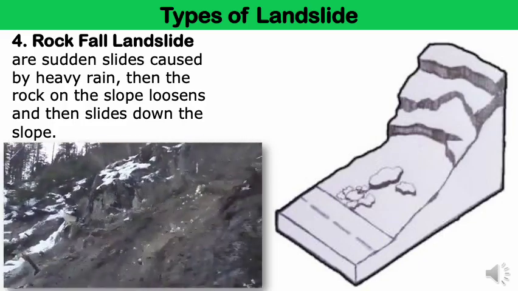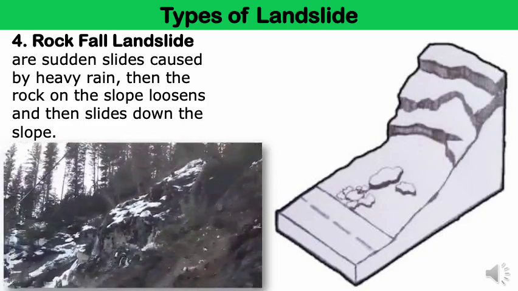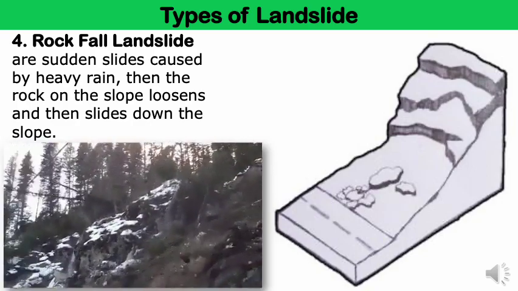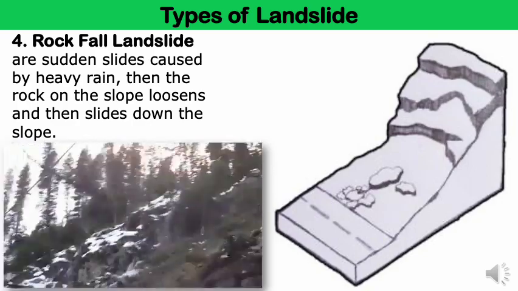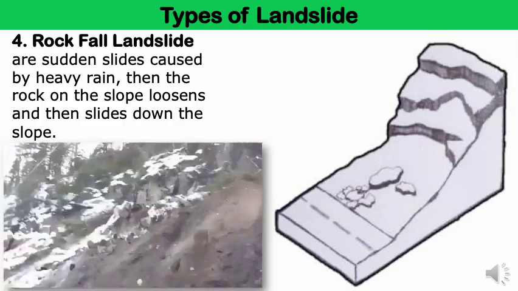The last type of landslide is called the rockfall landslide. These are sudden slides caused by heavy rain. Then the rock on the slope loosens and then slides down the slope.